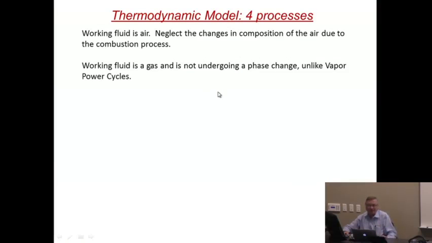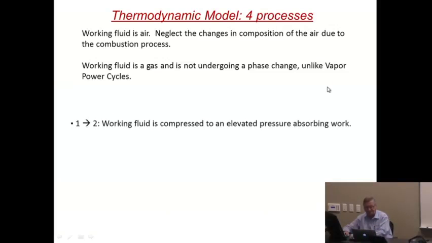The thermodynamic model has four processes. We will assume that the working fluid is air. Of course, the air gets mixed with fuel and the fuel gets burnt in the combustion chamber so that the composition in the turbine is different from the composition in the compressor. We will neglect these changes in composition. The other thing that's very important to understand is that here the working fluid is a gas and it's not undergoing a phase change. In the case of vapor power cycles, there are phase changes from liquid to gas. Here not. Everything remains a gas.